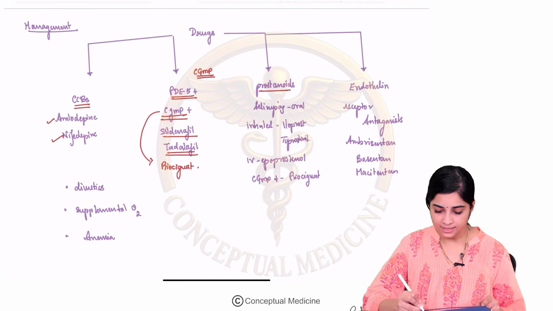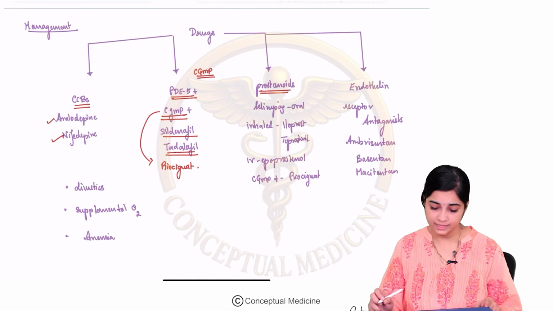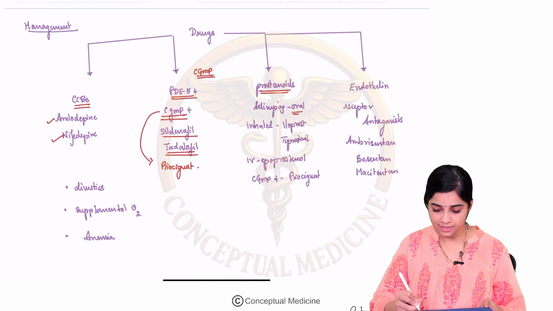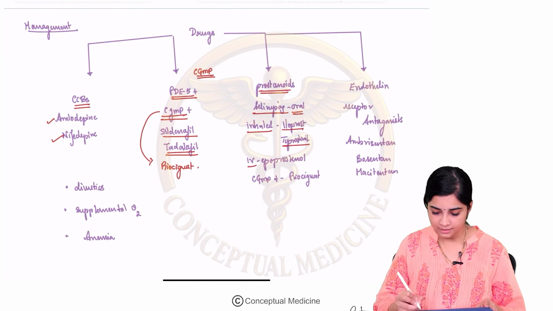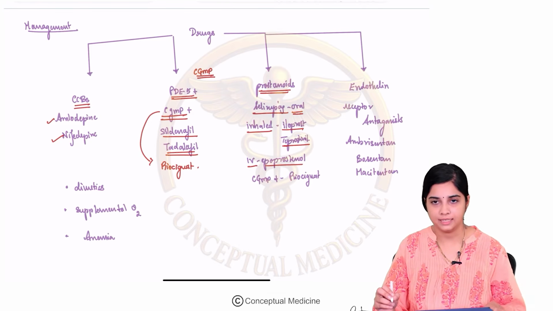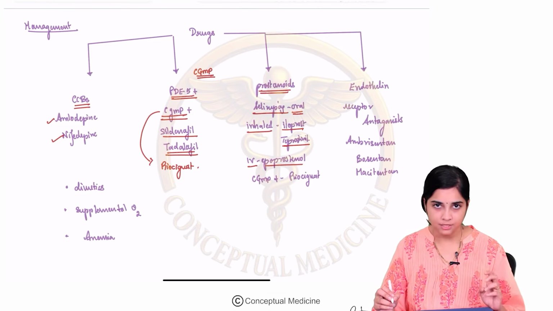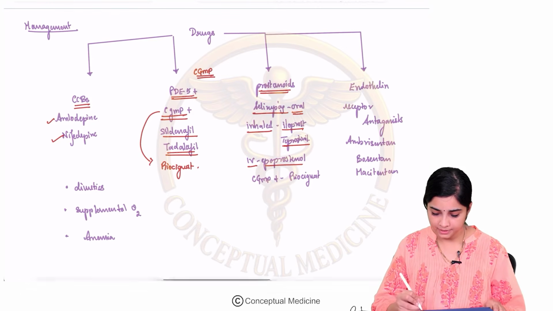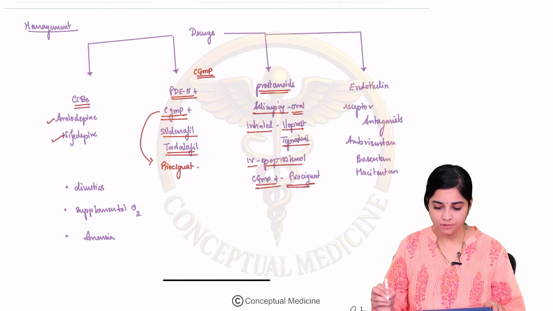Then we give prostacyclin analogs because of their vasodilatory property. The oral prostacyclin analog is selexipag. Inhaled ones we have are iloprost and treprostinil. IV is epoprostenol. So you should know which is oral, which is IV, which is inhaled. So oral is selexipag, inhaled is iloprost, IV is epoprostenol. Then the cGMP stimulator riociguat we have already seen.